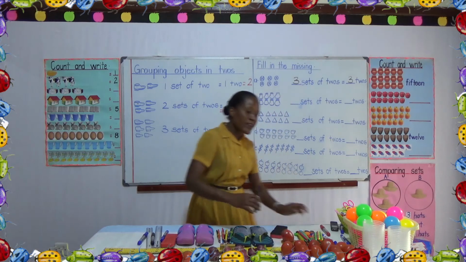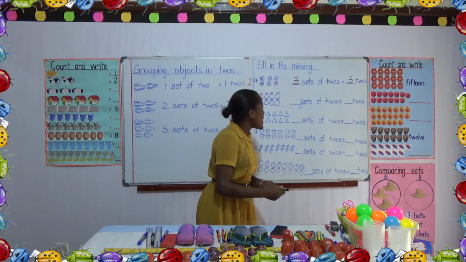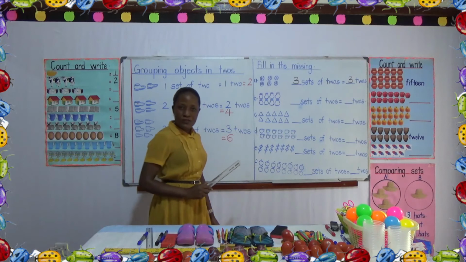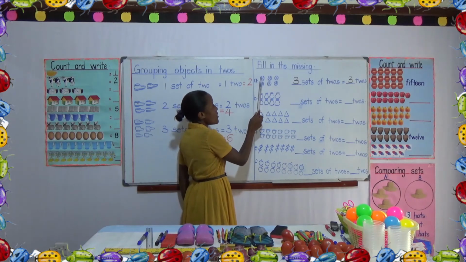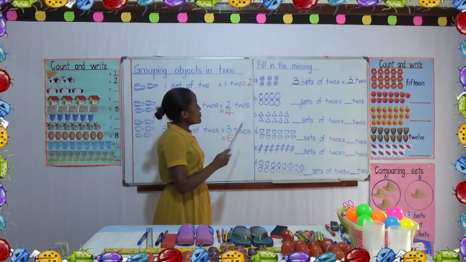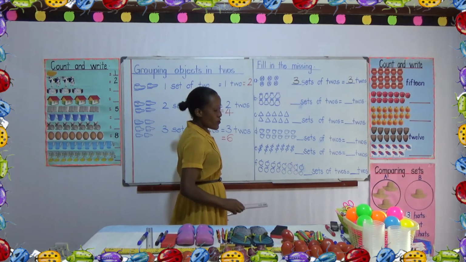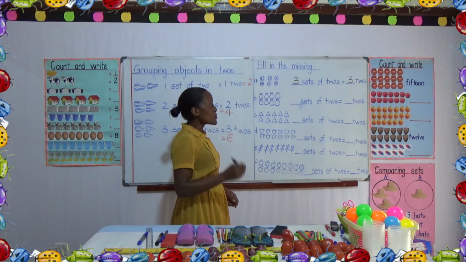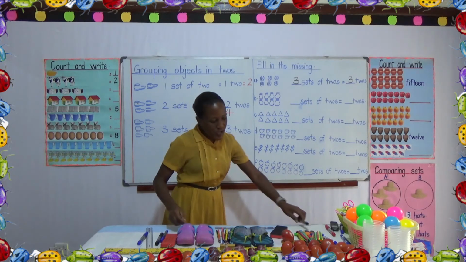We are first going to fill it in together and we find out what we get. We counted the twos. These are 1, 2. Those two make 1, 2. So we had 1, 2, 3. So we got 3 sets of twos. And those 3 sets of twos give us 3 twos. Okay? They give us 3 twos.